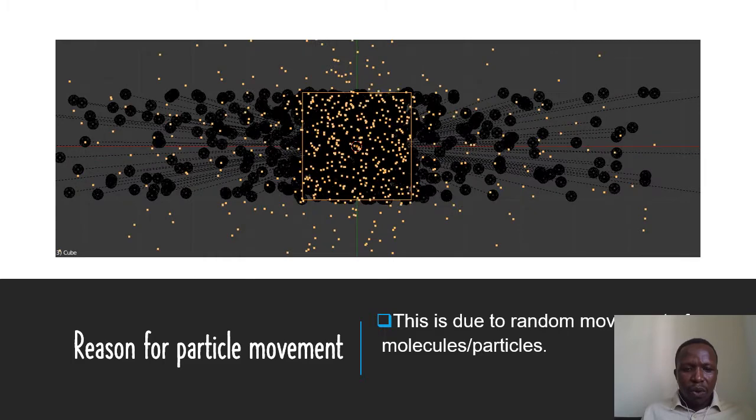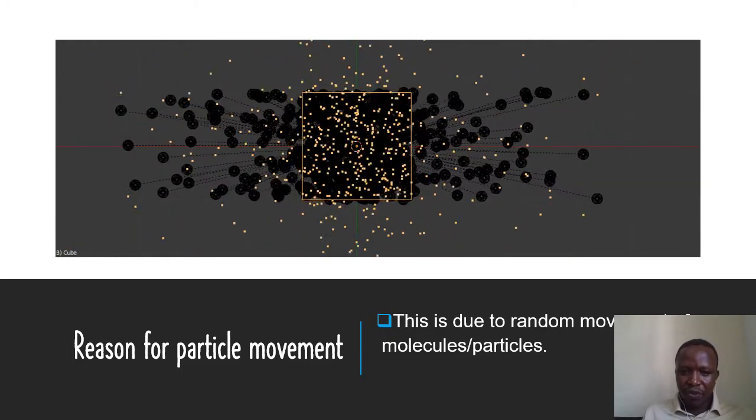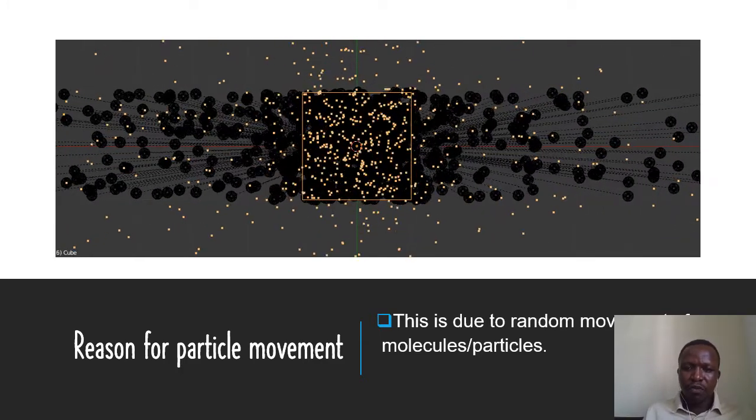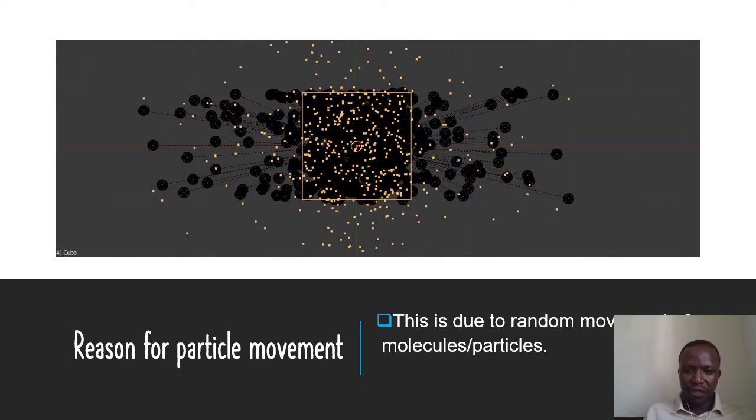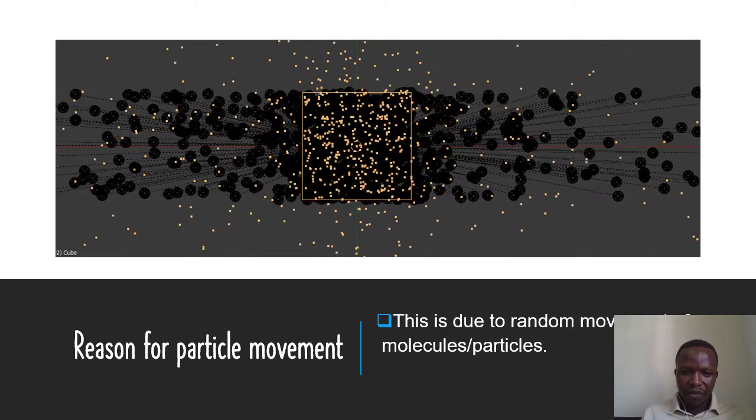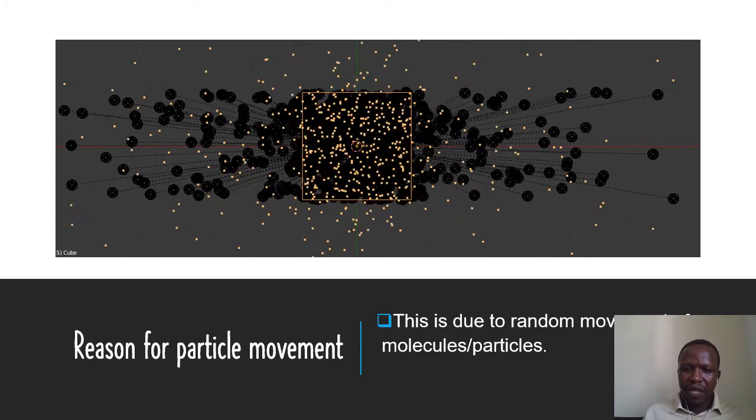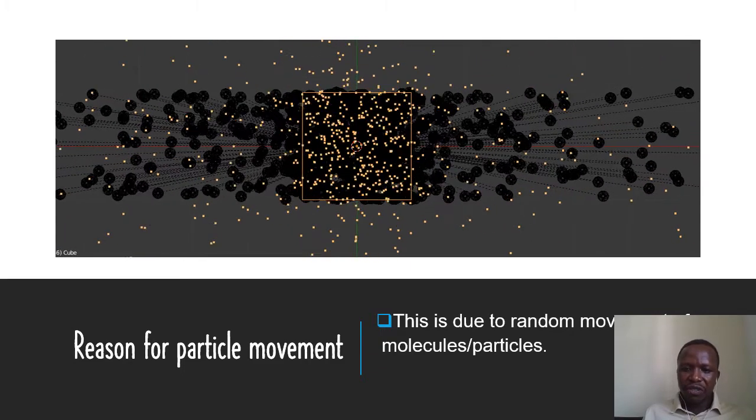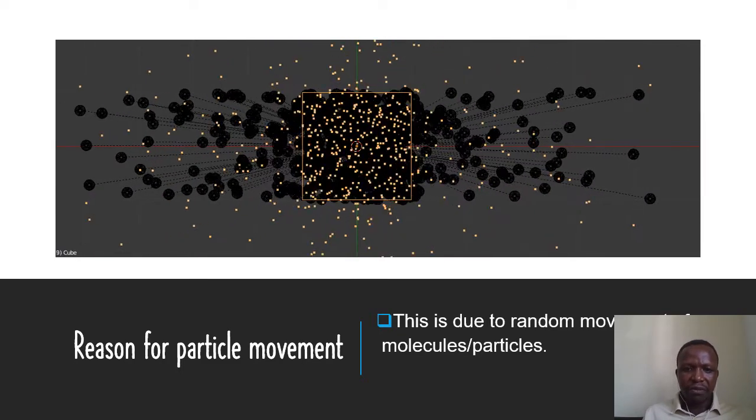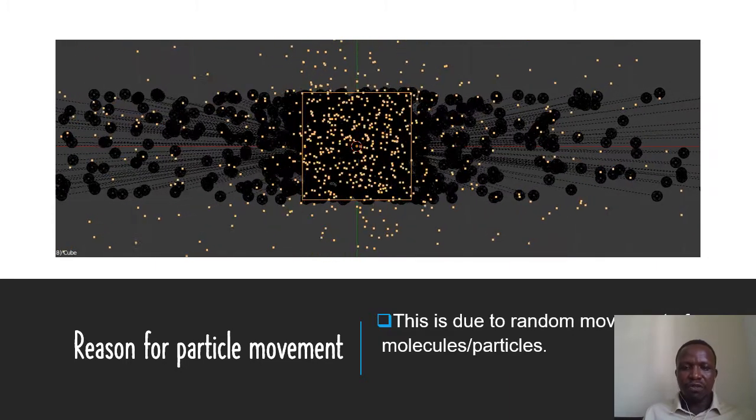Okay, why would the particles move from one region to the other? Which explanation can we give for the movement of particles or ions from one area and spreading to the other? Particles possess kinetic energy, and due to this energy, they randomly move and bombard against each other. This movement results in the process of diffusion.